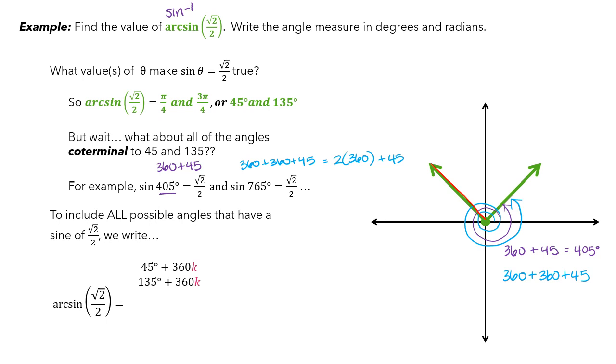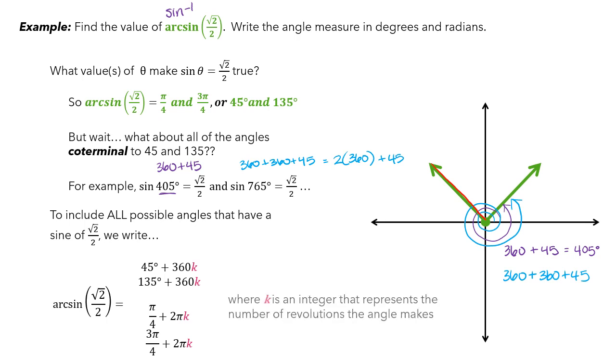Now in radians, the same idea, except we don't say 360 degrees for a full revolution. We say 2 pi radians. So let's take those radian measures, pi over 4 and 3 pi over 4, and add a full rotation. So pi over 4, that's again 45 degrees, plus a full rotation, but maybe like 12 full rotations. So pi over 4 plus 2 pi times k, where k could be any whole number. We also have 3 pi over 4, that's the radian version of 135 degrees, plus, again, full rotations.